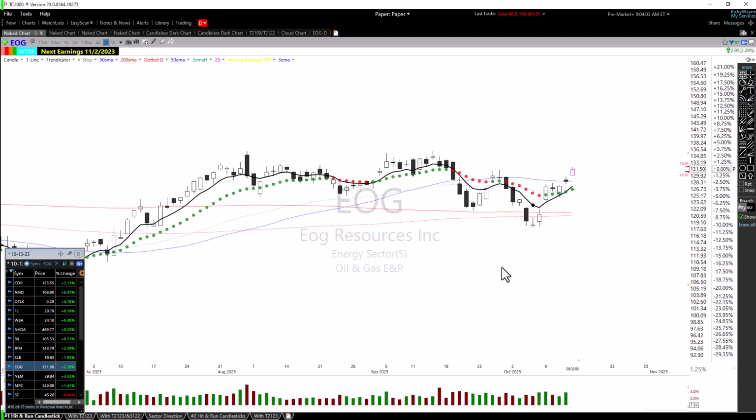EOG is another one, same thing. You've got that double bottom Morningstar, double Morningstar. You can see that we've broken out right here. We've climbed back over the 50 period moving average. T-lines over the trend indicator. Things are looking kind of cool here.